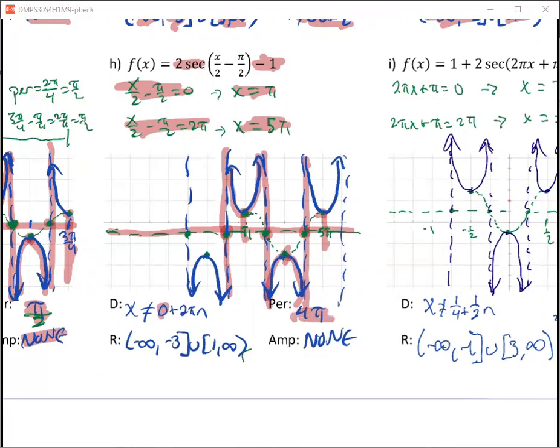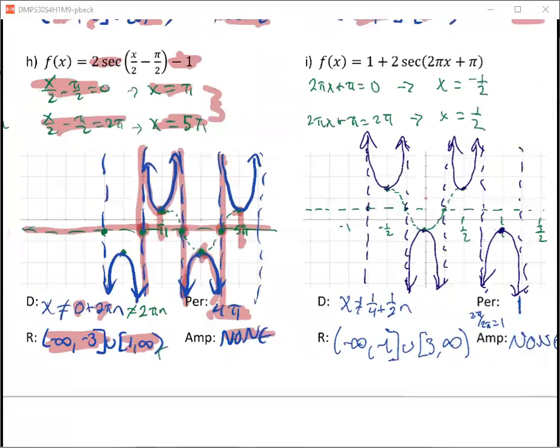If you remember previous graph, we had something like this happen. Our period does equal 4 pi, which we could see is the distance between those two numbers. So 0 plus 2 pi n. Now feel free to just write this as x is not allowed to equal 2 pi n. So x cannot equal 2 pi n. That's a valid answer. Range goes from negative infinity to negative 3, and then from 1 to infinity. And of course, no amplitude.